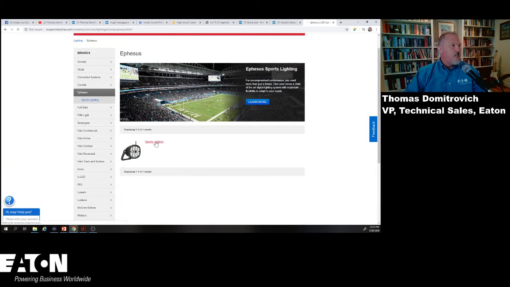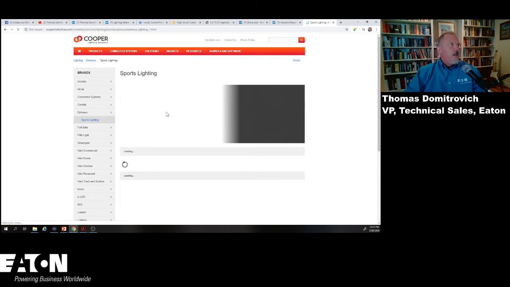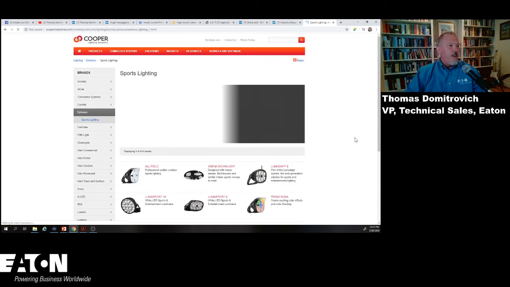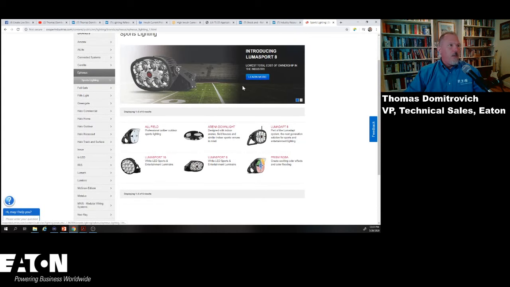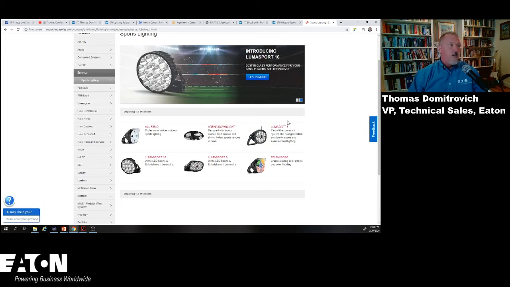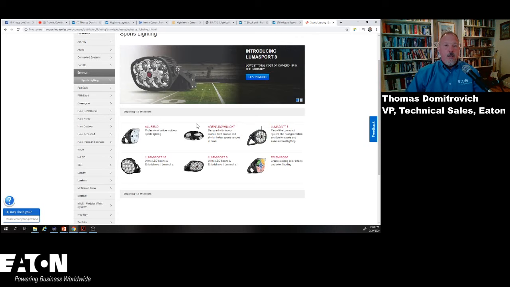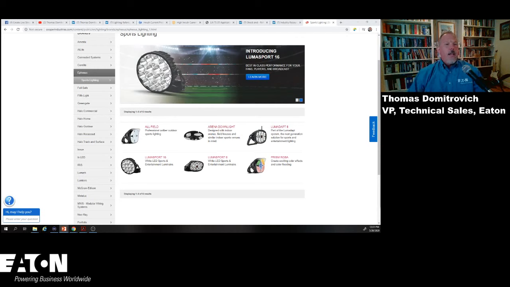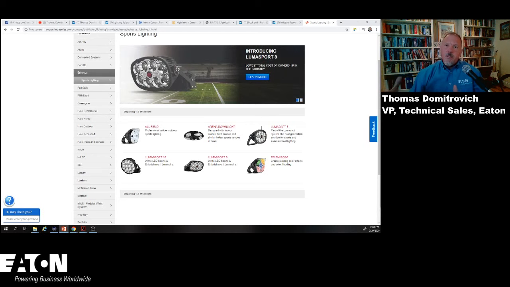This is like the sports lighting that Cooper Lighting Solutions offers. These LED lights are very bright. You don't have the same concerns that you would have on metal halide or mercury vapor lamps, right? And again, the other benefit that you have from an LED type of light is its service life.